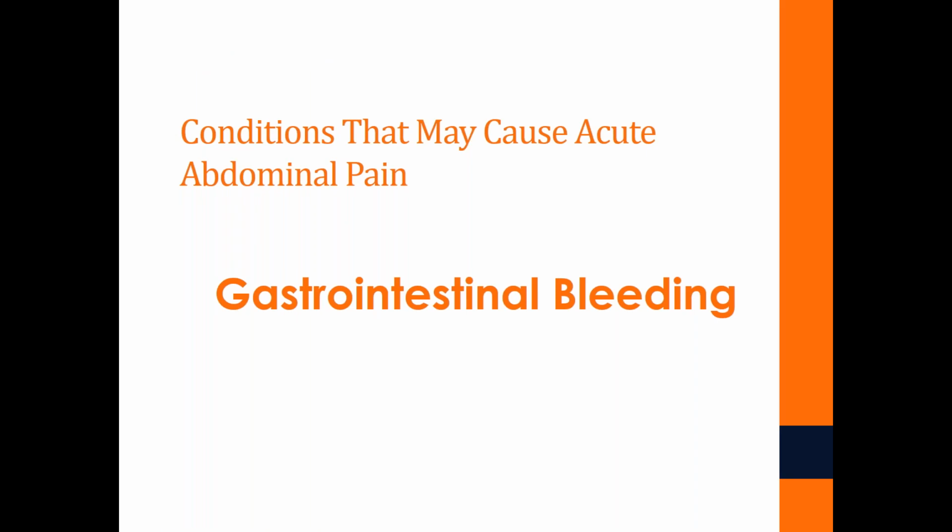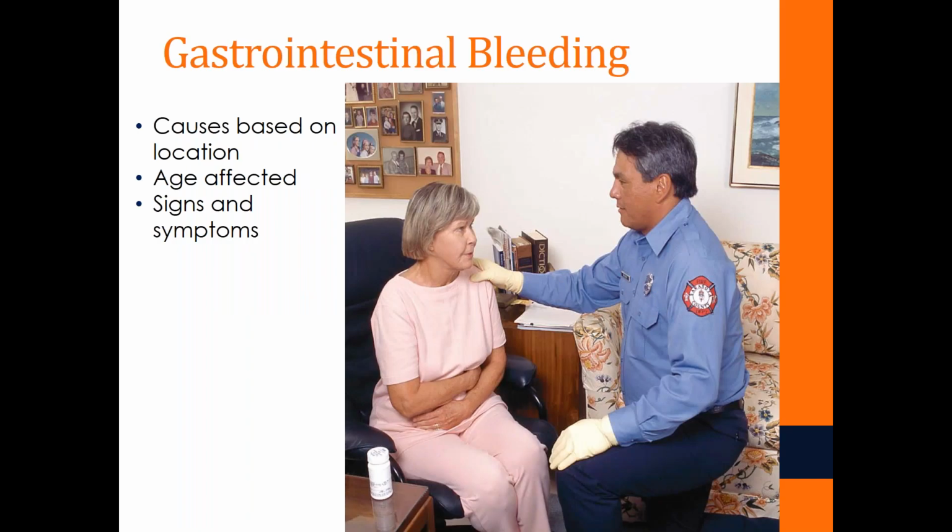This is one of the ones that you will never forget: gastrointestinal bleeding. The stomach does not digest blood. The stomach just won't break it down. There's too much iron in it. The stomach doesn't know what to do with it, and it really irritates the stomach. So that is what we call an upper GI bleed.